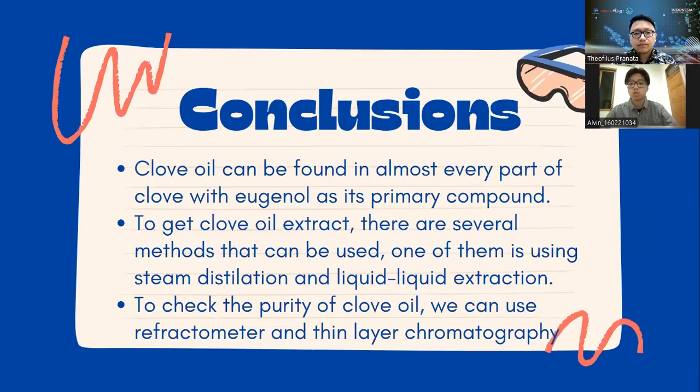Okay, for the conclusion, clove oil can be found in almost every part of the clove, with eugenol as its primary compound. To get clove oil extract, there are several methods that can be used. One of them is using steam distillation and liquid-liquid extraction. To check the purity of clove oil, we can use refractometer and thin layer chromatography.